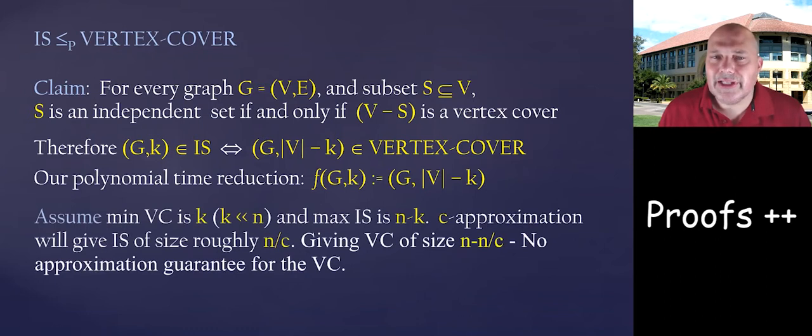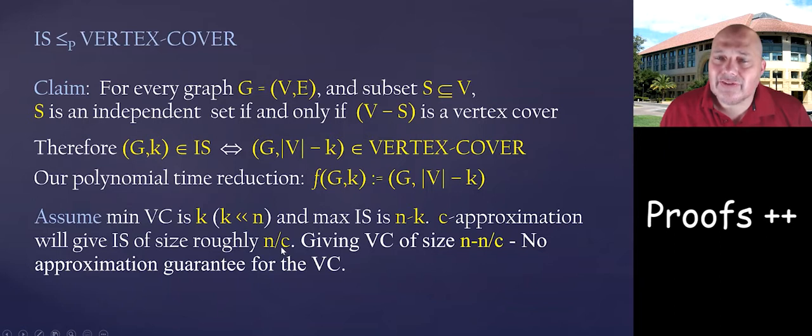Assume, for example, that the minimal vertex cover is very small. It is K. Perhaps there is a vertex cover of size K, and K is much smaller than N. This means that the maximal independent set is N minus K, so pretty close to N. If you have a C approximation of the independent set, what it means is that you'll get independent sets of size (N minus K) over C, which is N over some other C prime, because N minus K is very close to N. This is an approximation within a constant.